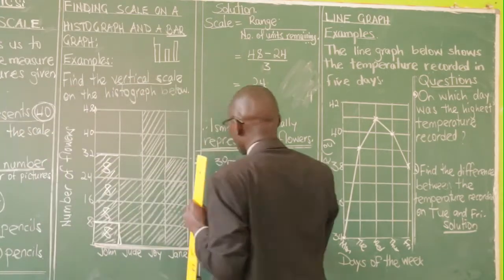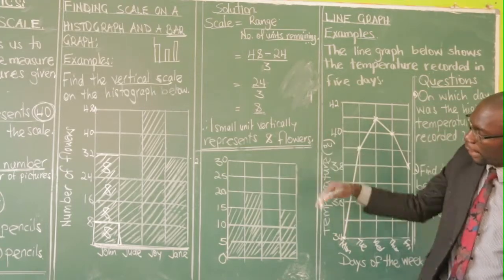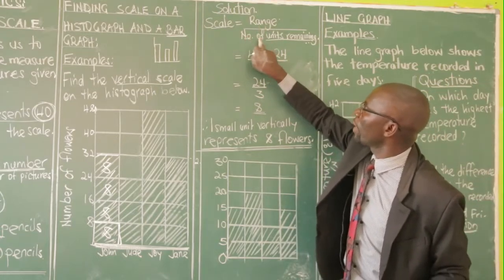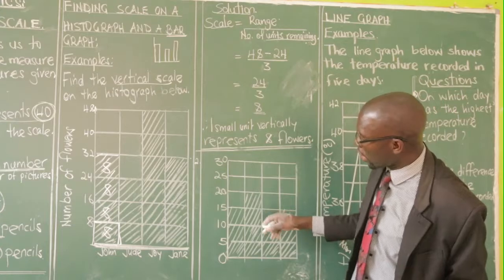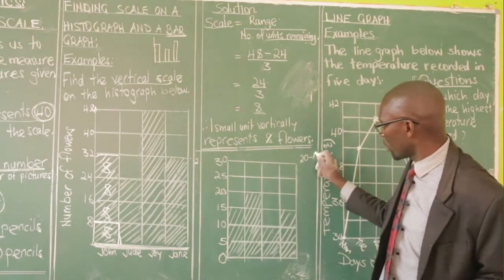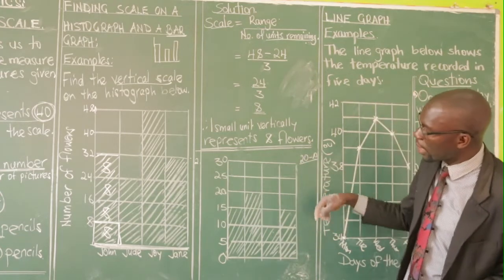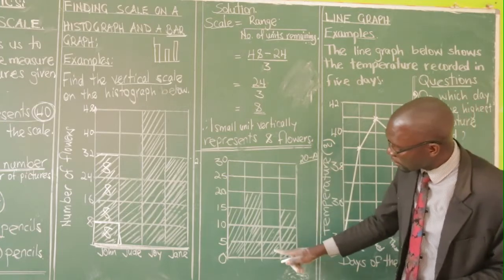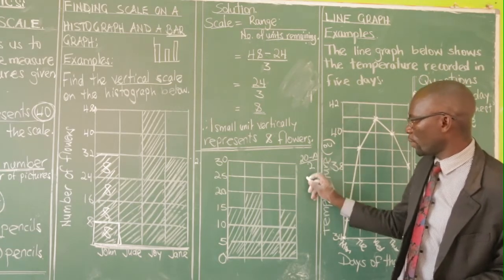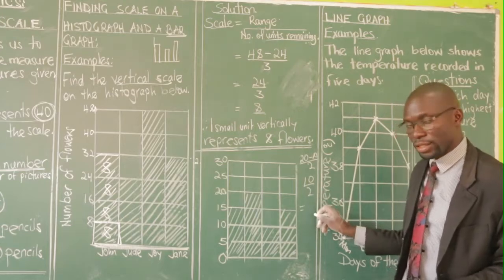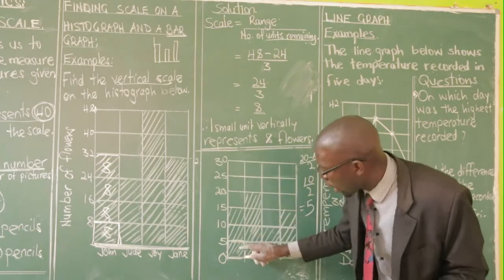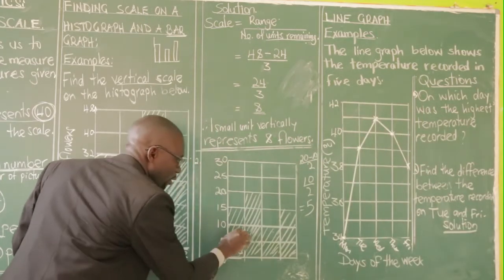So now, if we have another example here where I've not written anything, and we want to find a scale, I told you scale equals range out of number of units remaining. So the highest here is 20, take away the smallest, which I'm seeing is 10, out of how many units are there on the smallest? It is 1, 2. So we have 2. So 20 minus 10, we shall get 10 divided by 2, and the answer is 5. So this means that every small unit is representing 5 flowers.